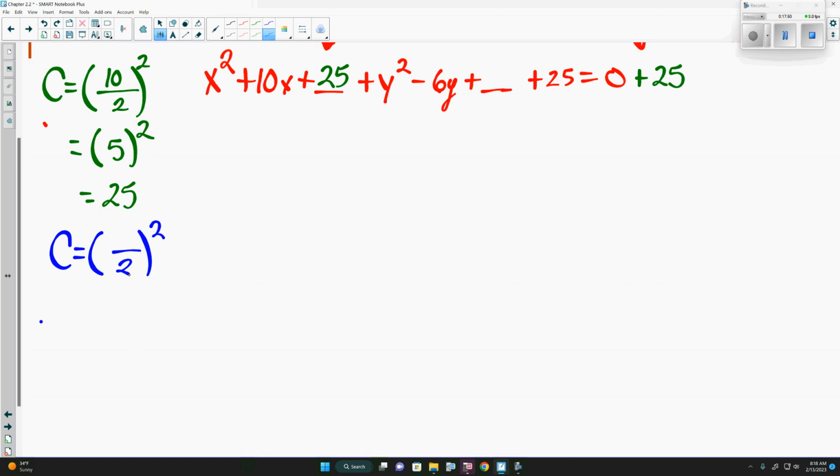We'll have to do the same thing with y. But y's b value this time is -6. And -6 divided by 2 is -3. And -3 squared is 9. So we're going to add 9 to both sides.